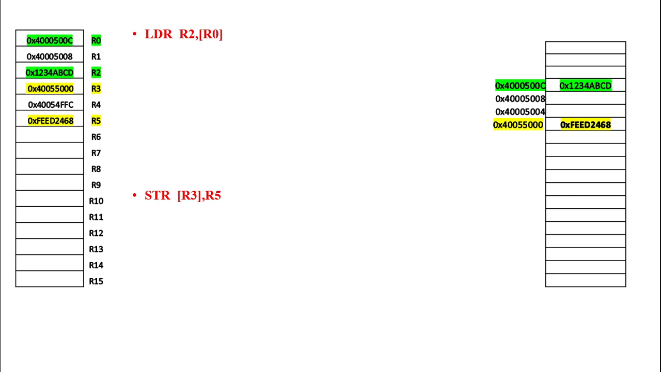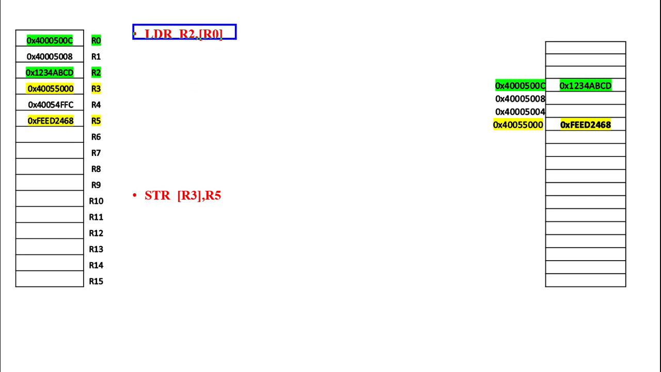We will try to understand load and store architecture with two examples. Before that, to handle load and store architecture, two instructions are defined: LDR and STR. LDR stands for load register, load data to the register, and STR stands for store register, store from the register. In the ARM, we have a total of 16 registers, R0 to R15, which we have already discussed in the ARM architecture.